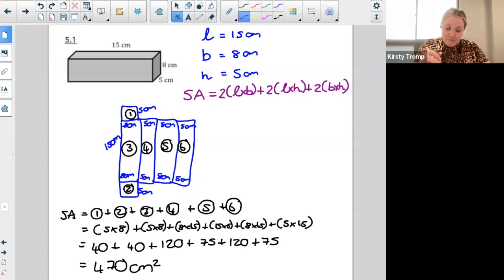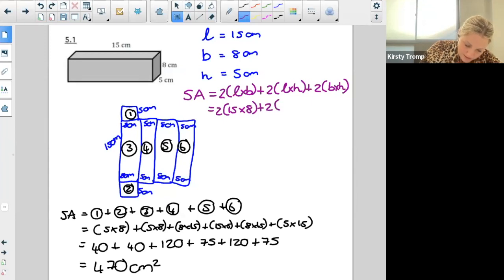Okay, let's go have a look. So 2 open brackets, my length is 15 times my breadth is 8 plus 2 brackets, my length is 15, my height is 5 plus 2 brackets, my breadth is 8, my height is 5.